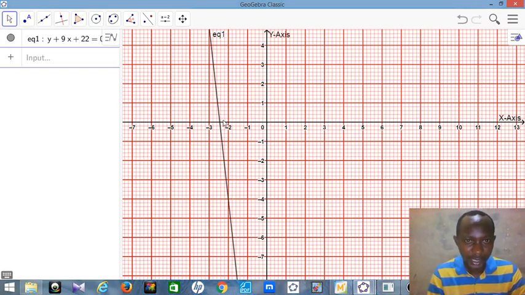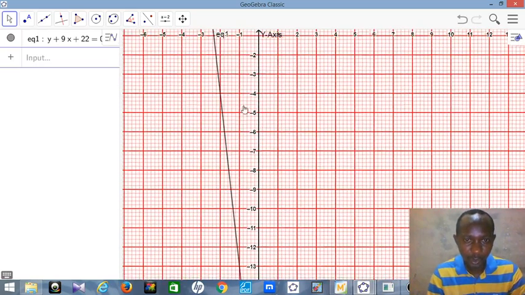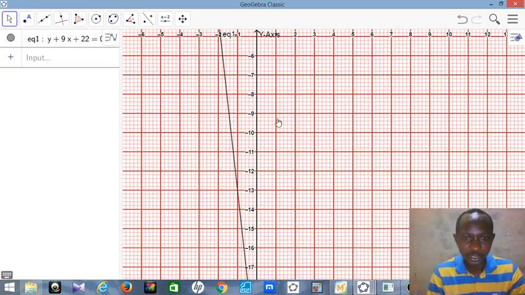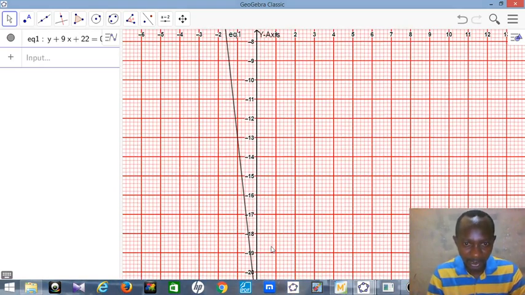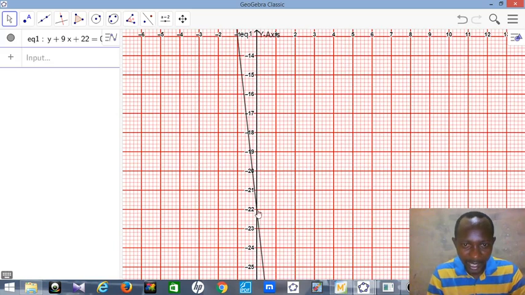You can see this is the x-intercept. But I don't need the x-intercept, I need the y-intercept. So this graph is going to cross the y-axis at -22. I'm just zooming now so that you can see it. You can see the graph line crosses the y-axis at -22. So this is what we are talking about. It shows that what we calculated on the other page is correct.